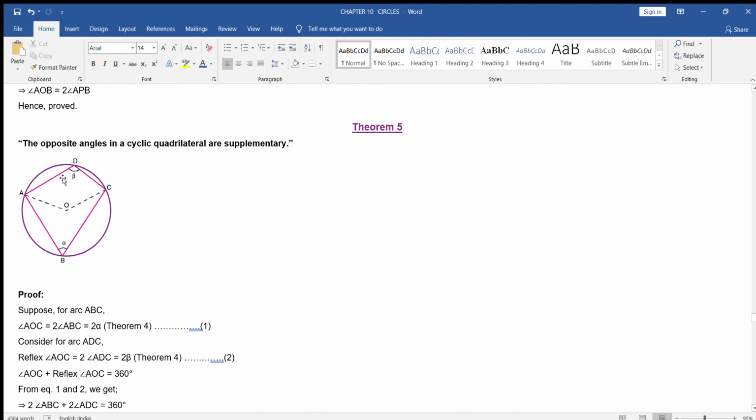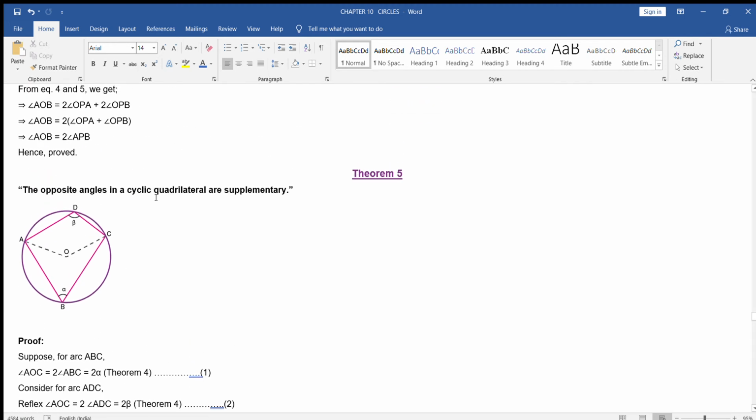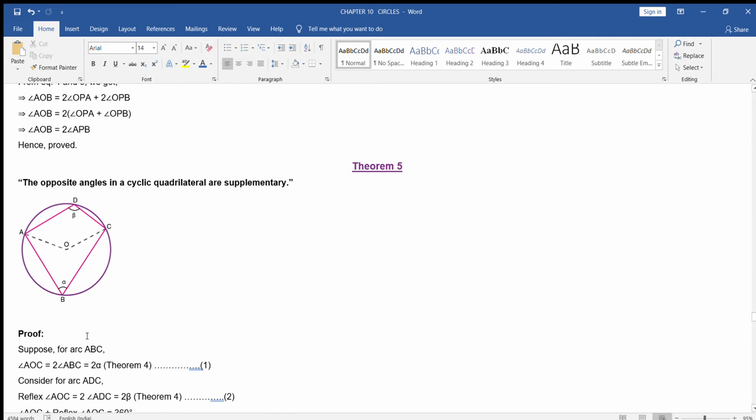Again, this angle AOC is twice of beta. And one more thing we have, that the sum of these two is 360. Means twice of alpha plus twice of beta is 360. Then 2 will be common and alpha plus beta is 180. So if one angle is known to us, we can find out the other one. If alpha is known to us, we can find out beta. If beta is known to us, we can find out alpha.